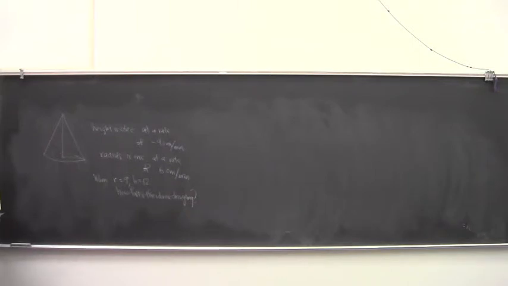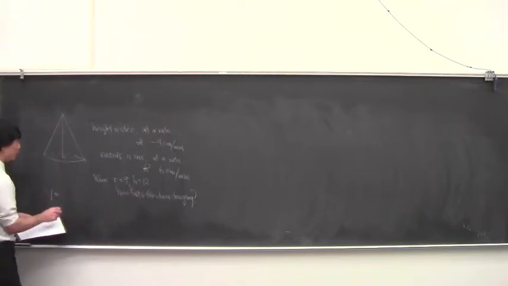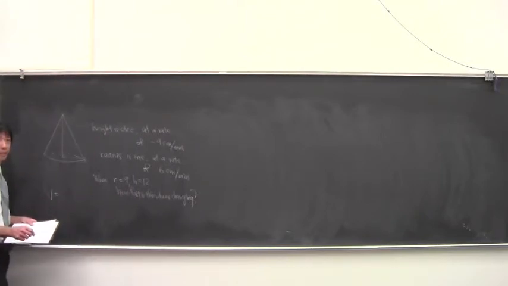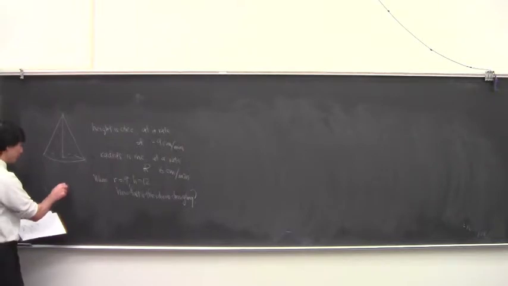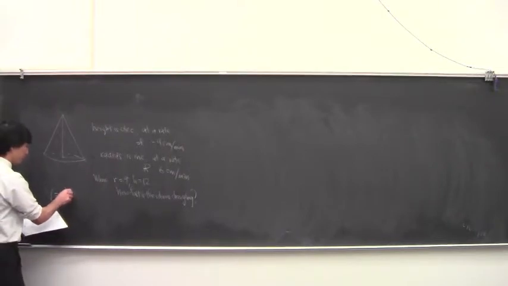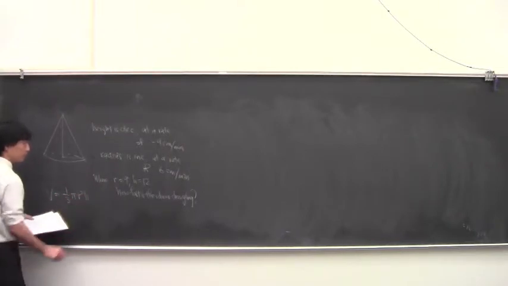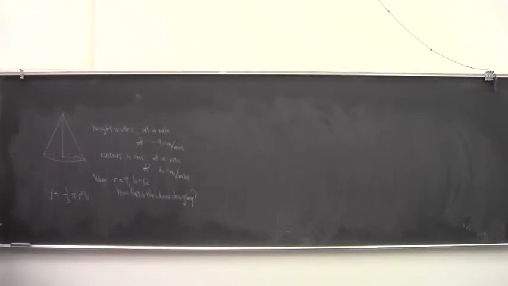Oh, yes, Stefan. Do we need to know the formulas for volume? You do. So does anyone remember it? The volume in terms of height and radius? No. That's okay. It's 1/3 pi r squared h. Okay. 1/3 the volume of a cylinder with those dimensions.